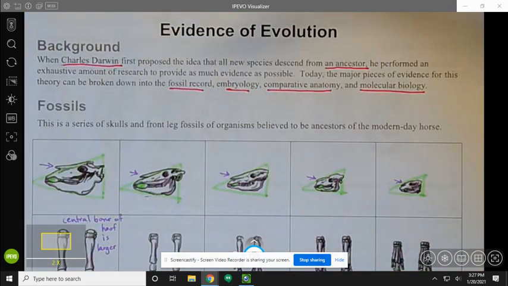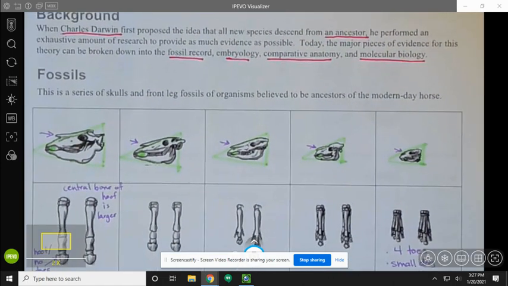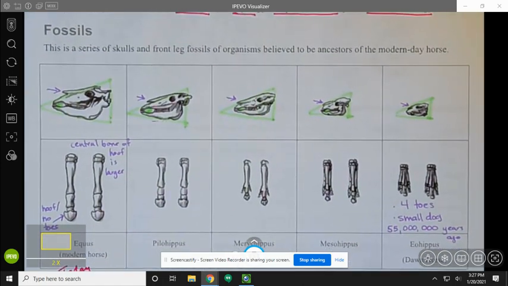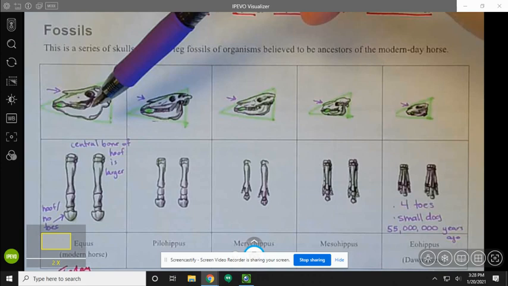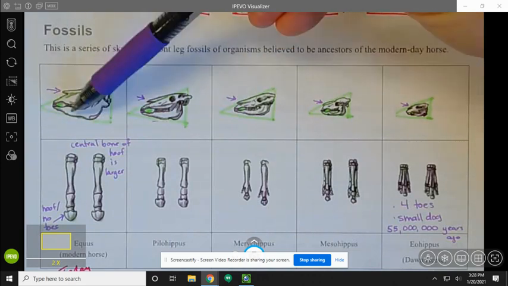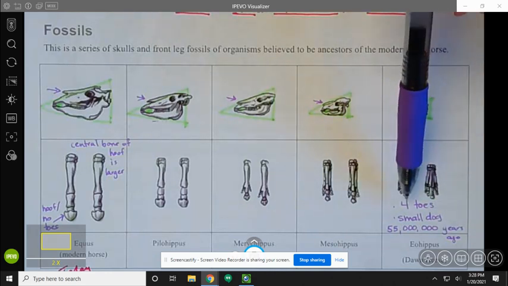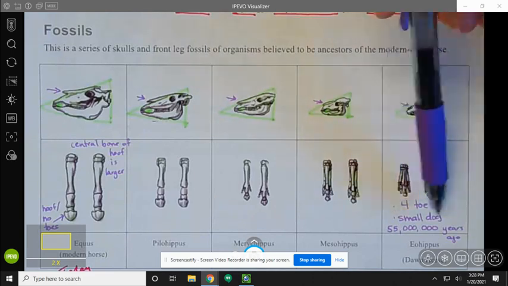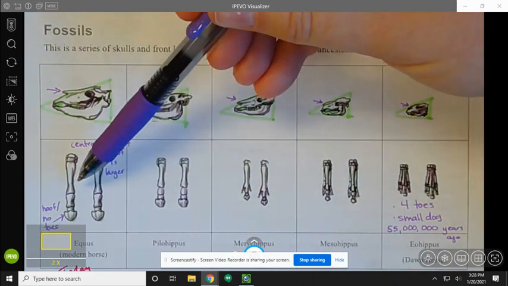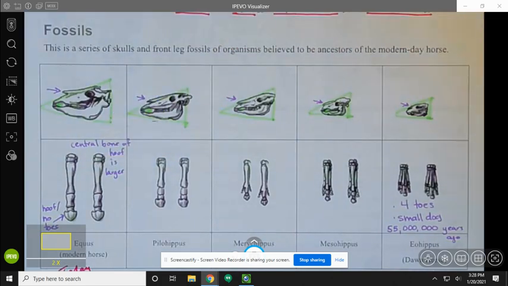So what we're going to look at here for this example is the skulls of horses from the Dawn horse, which is considered to be the oldest form of the horse, all the way through horses that we see today. So over here, Equus, the modern horse. We're going to also look at the front hooves or the front limbs of those same Dawn horses all the way over to the modern horse of today.